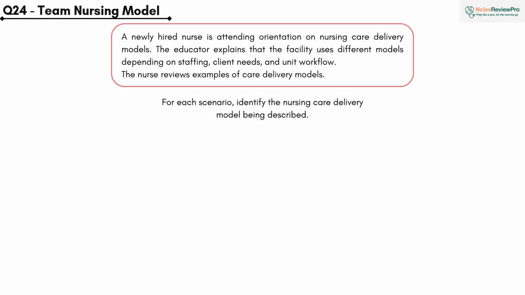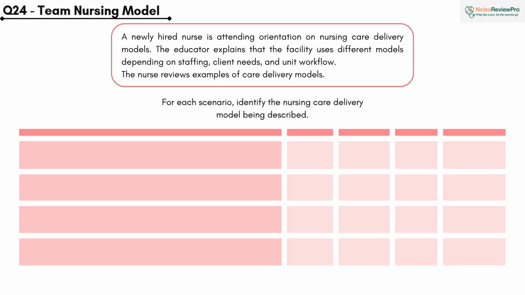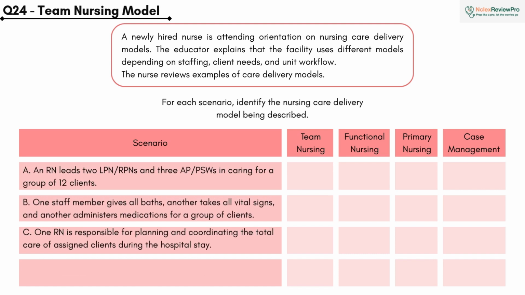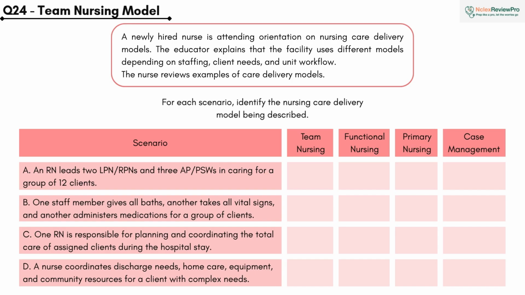And the question is asking, for each scenario, identify the nursing care delivery model being described. The care delivery models are team nursing, functional nursing, primary nursing, and case management. The scenarios include an RN leading LPN, or RPNs and AP, or PSWs for a group of clients, staff members dividing care by tasks, one RN coordinating total care, and a nurse coordinating discharge needs and community resources. Take a moment and think about your answer.